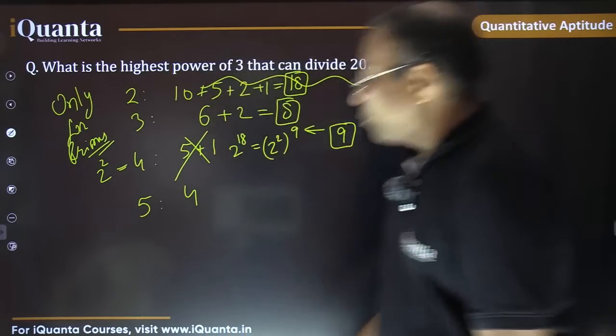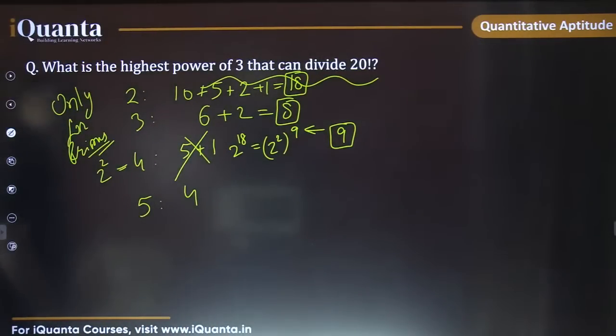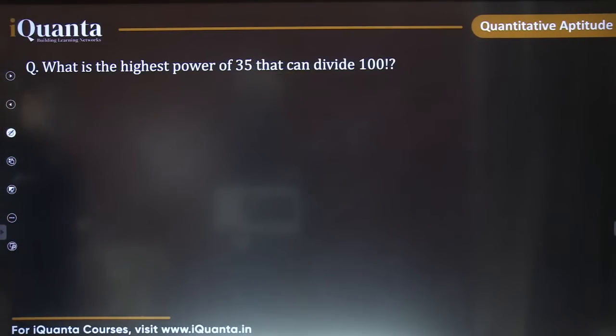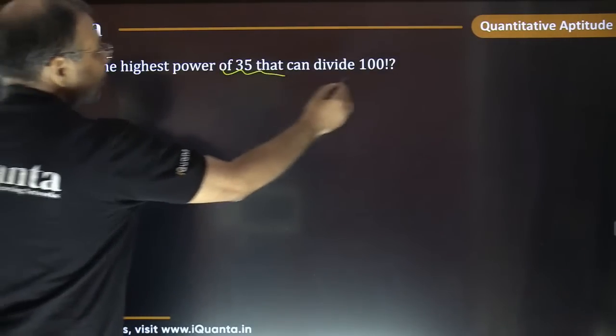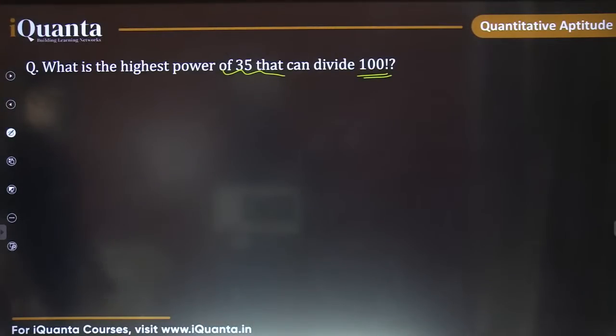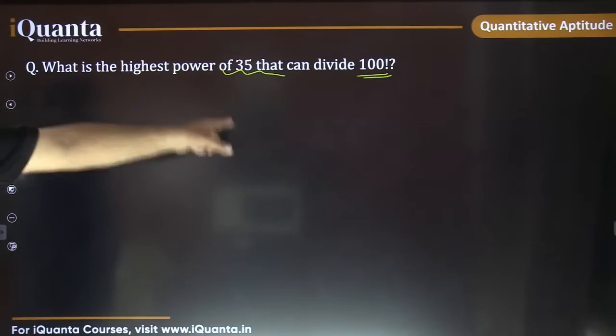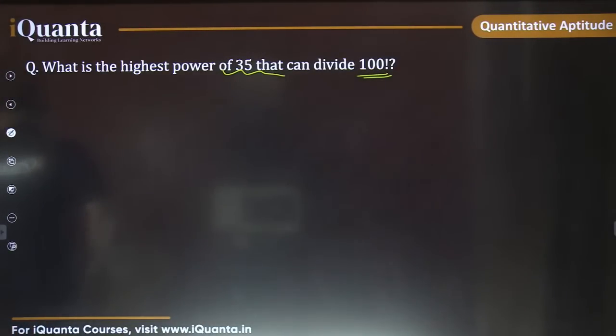Okay, let's move to the next question now. I hope all this part is revised by this one question. It was fun, all the concepts of numbers got resolved. Good, nice. Okay, I'm moving further. Next question. What is the highest power of 35 that can divide 100 factorial? Now see, 35 is again not a prime number. It is composite.